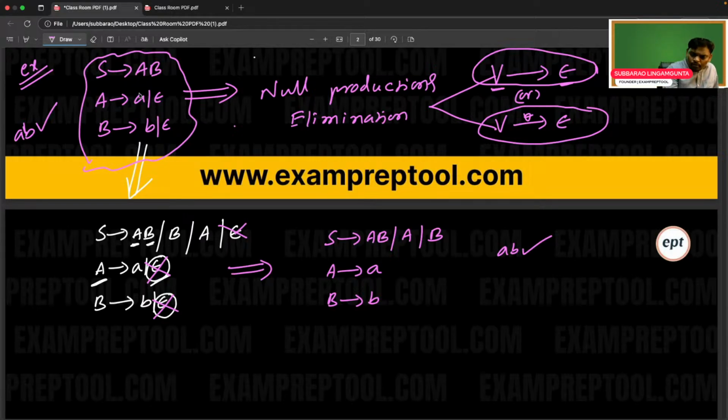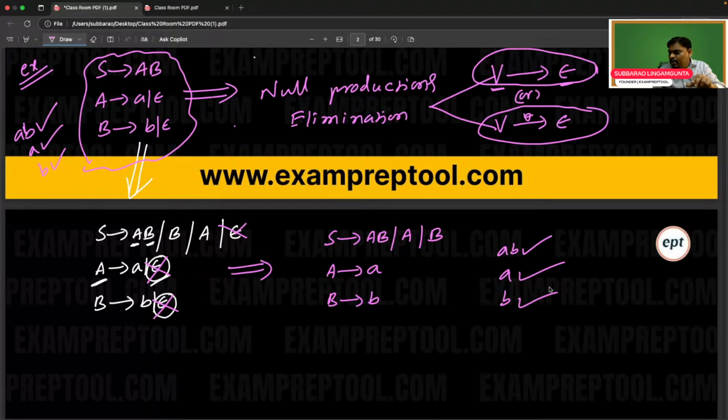Sir, before elimination, is only single A possible? Yes, of course. S goes to AB, B replaced by epsilon, A replaced by A. Single A is possible. Here also single A is possible. S goes to A, capital A replaced by small a. Here also small b is possible. S goes to AB, capital A replaced by epsilon, capital B by B. Here also B is possible. What I mean to say is, whatever was possible before elimination is also possible afterwards.